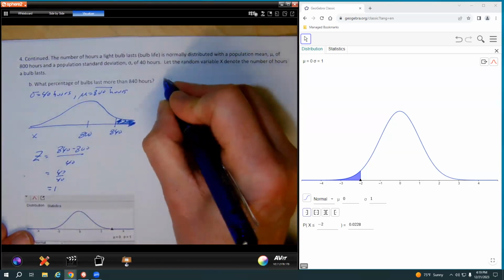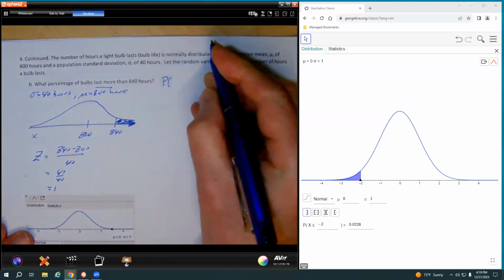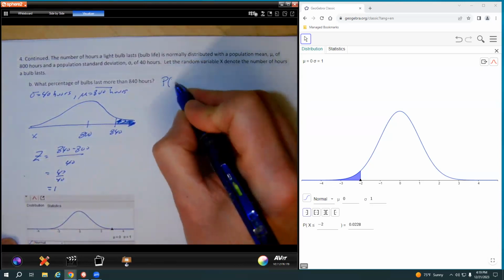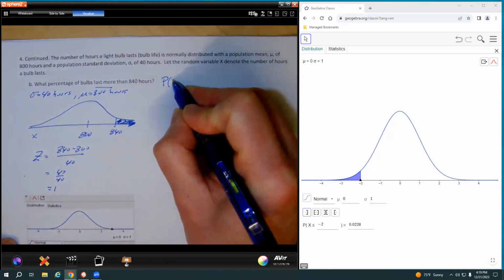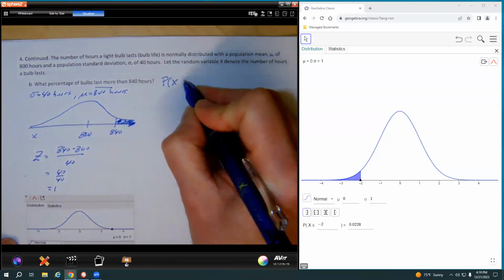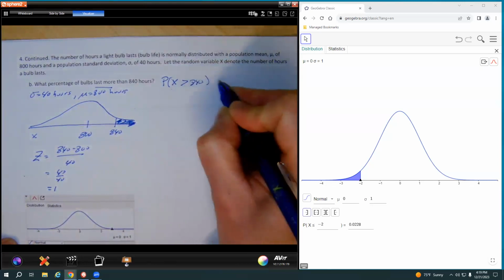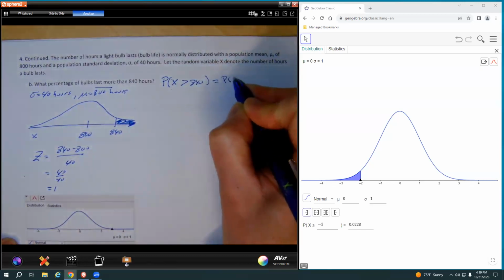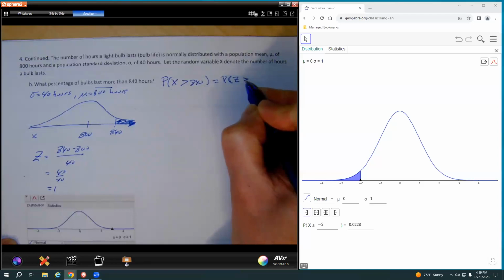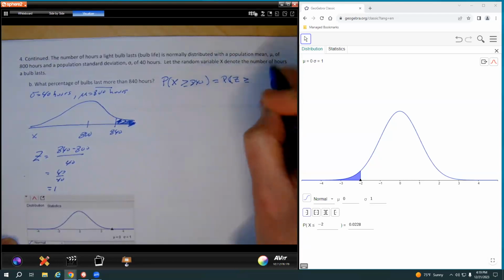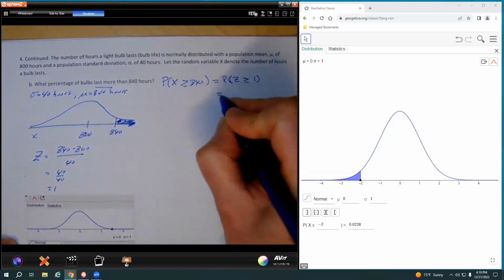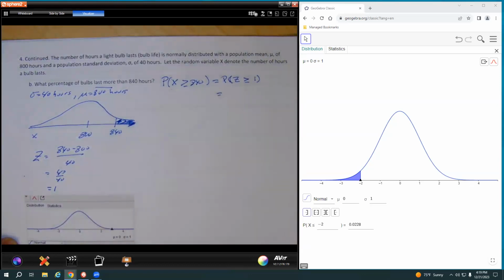And you're going, oh, is that all we're going to do? No, we're going to take it another step in a minute. So again, what I want to do now is write this out. What's the chance of my measurement being 840 hours or more? This is equivalent to saying my Z-score is 1 or more.